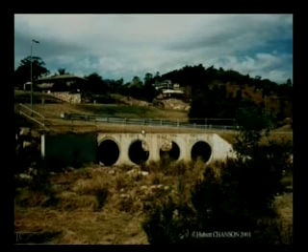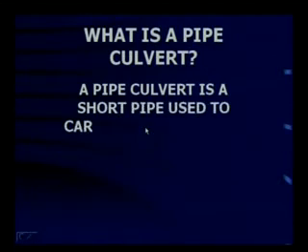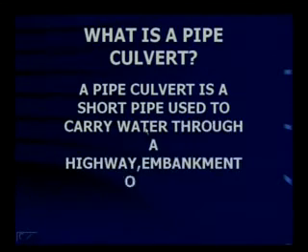And now shall we define a pipe culvert? Yes, here it is. Now what is a pipe culvert? A pipe culvert is a short pipe used to carry water through a highway, embankment or a dam. Let me stress on the term short pipe. It's a very short pipe used to carry water through a highway. Highway is being used synonymously for a road. It can be either through an embankment or through a dam. This is the definition for a pipe culvert.